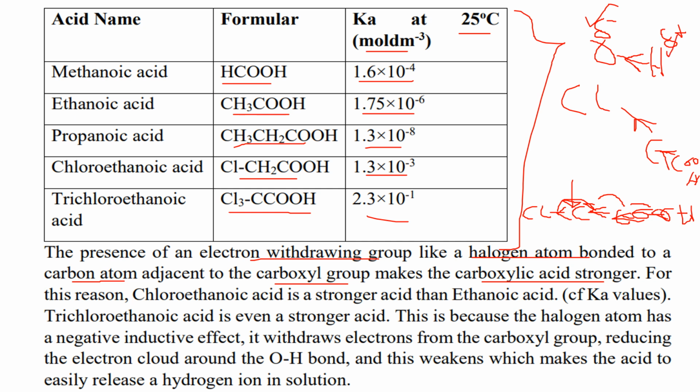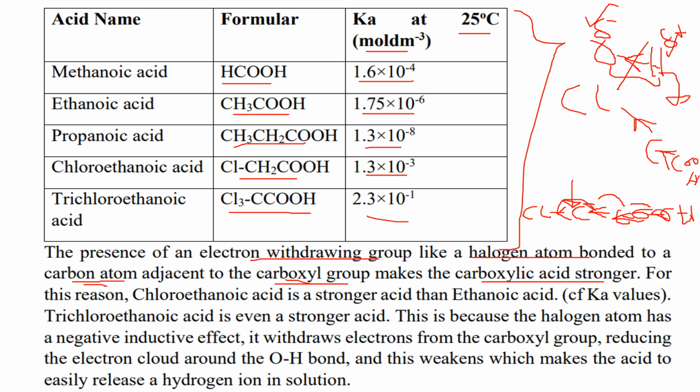Once the partial positive and partial negative are large, the bond between oxygen and hydrogen becomes weak, and therefore the hydrogen ion is easily released in solution. That's a simple elaboration of the effect of electron withdrawing groups, such as halogen atoms. So the presence of an electron withdrawing group like a halogen atom bonded to a carbon atom adjacent to the carboxylic group makes the carboxylic acid stronger. The strength of an acid depends on how easily it releases protons in solution.